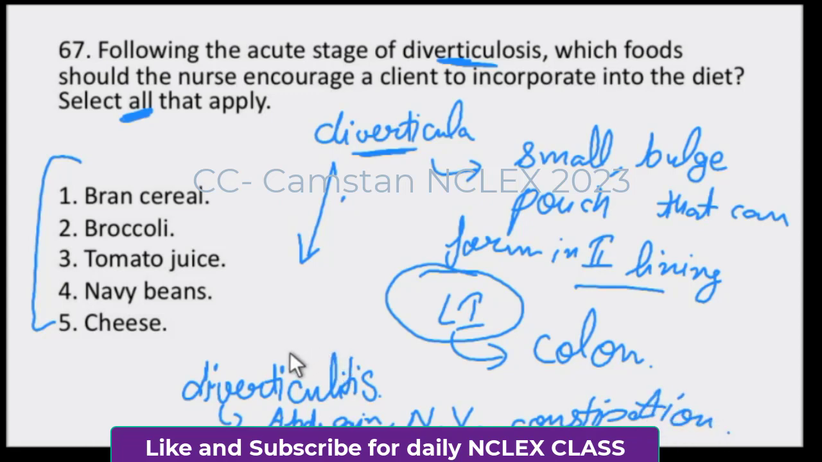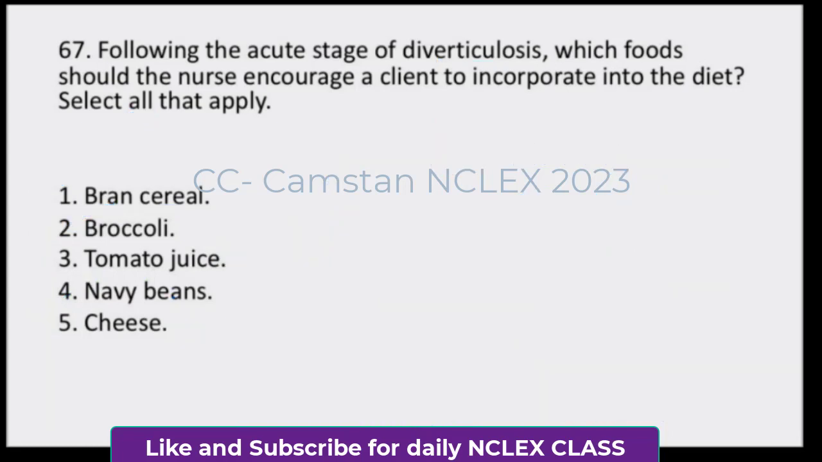So the client should be encouraged to follow a high fiber diet. So we have to choose the correct options, basically those options which are rich in fiber. Bran cereal is rich in fiber. Broccoli is also rich in fiber. Tomato juice is a low fiber diet. Navy beans are also a high fiber diet. Cheese is also low residue. So the correct options are the first, second, and fourth one. Let's move on to the next one.